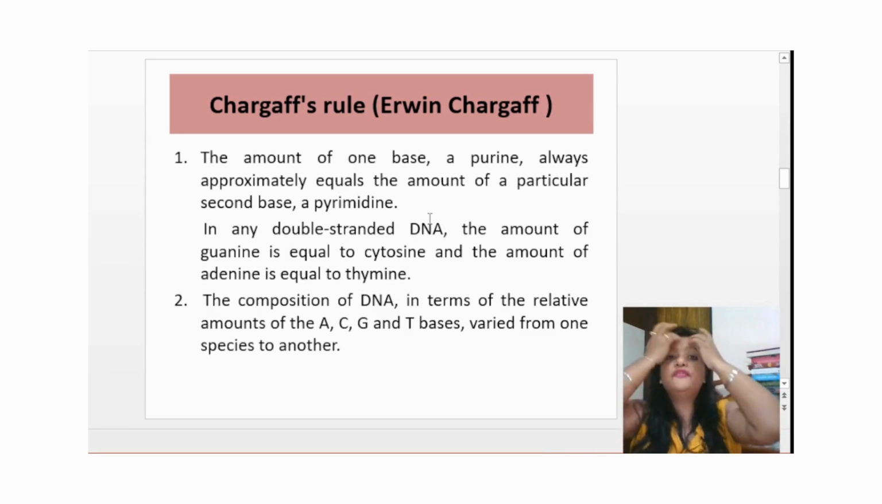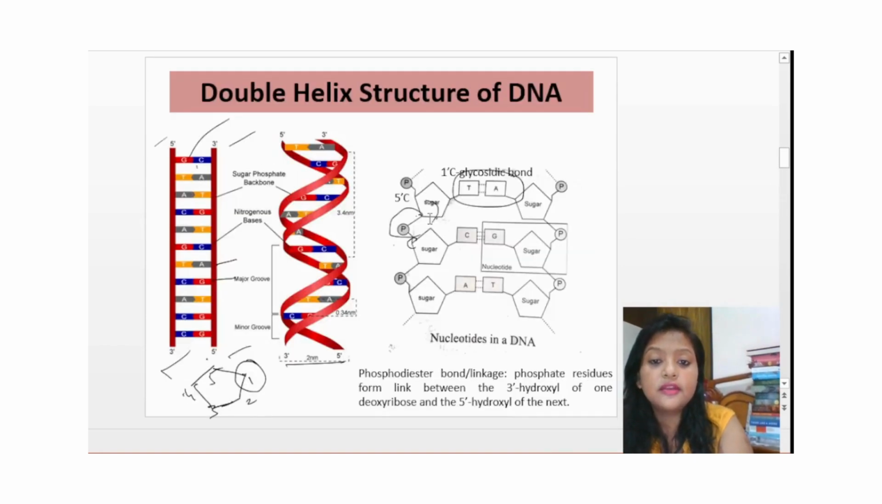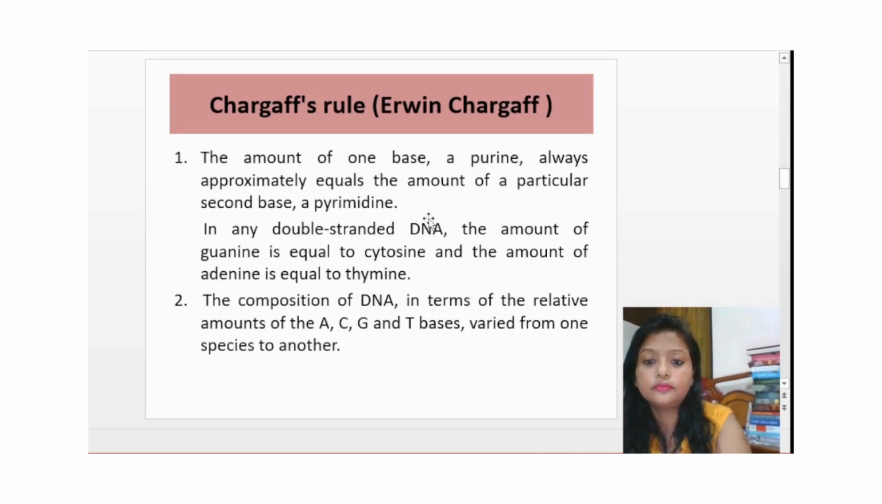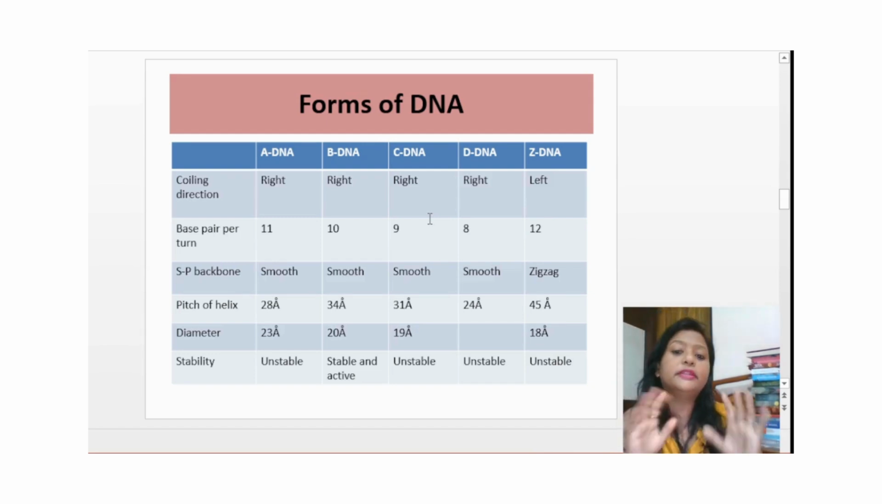Now, there are different species, right? For different species, this composition of DNA will not be the same. It will vary from one species to another species. Have you understood this? It's all clear, I hope. Moving on now. Adenine and guanine are the purine bases, you know that, and cytosine and thymine are the pyrimidine bases. So remember that also.